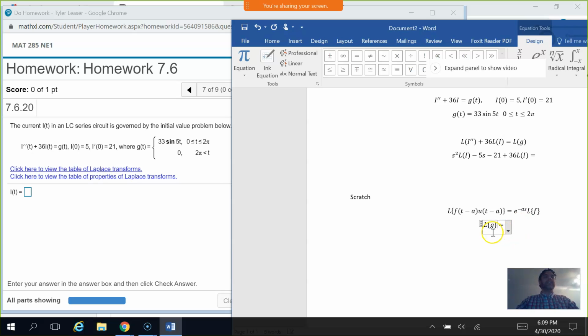It's just that we want to think of g as being the function here that only exists between 0 and 2 pi. Okay, so I guess we could rewrite out what g is going to be. Like g of t is going to be that function, 33 sine of 5t, multiplied by that u function of t minus 2 pi. Does that look right? Am I crazy? Like I said, it's been a while since I've looked at this stuff.